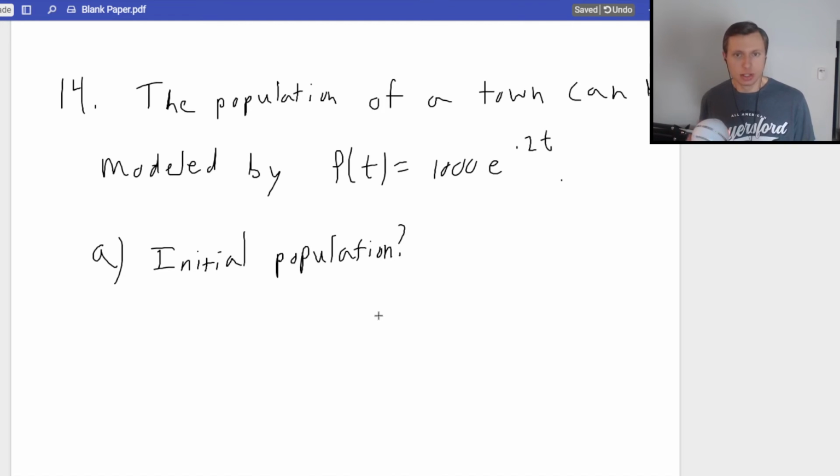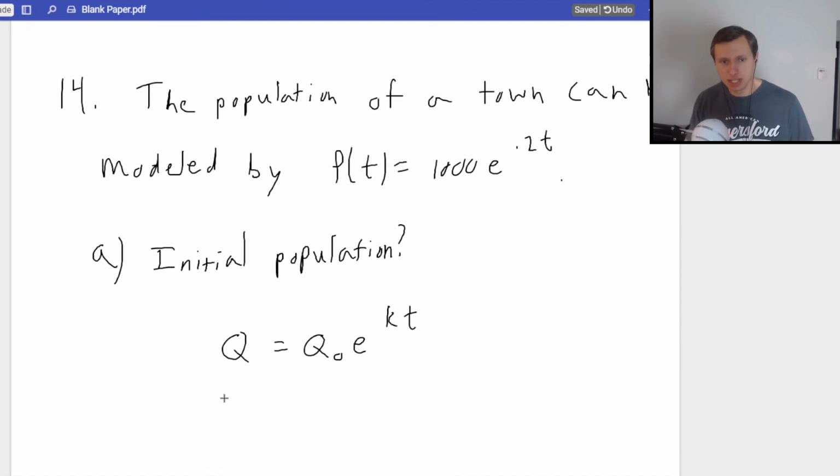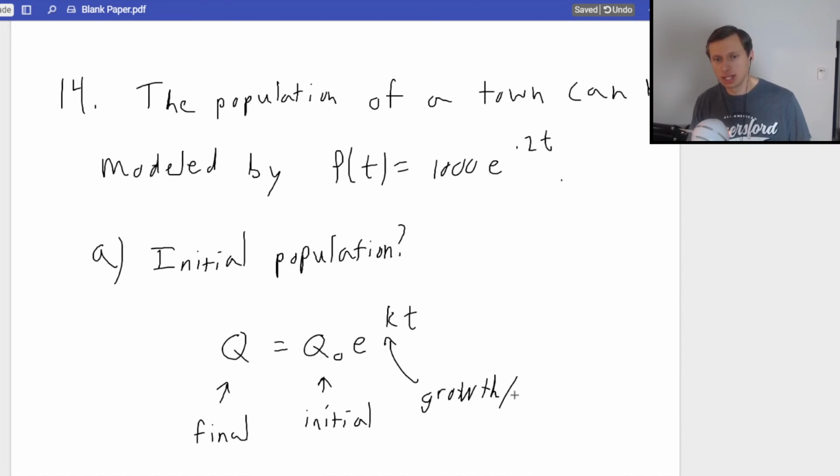Okay. So the first thing you need to know about these problems is that they're always going to be written in the form Q equals Q naught times e to the kt or negative kt power. And each of these variables mean something specific. Q is our final amount. Q naught is the initial amount, which is going to be our answer. k is the growth or decay constant, depending on which problem we're looking at. In this case, it'd be a growth constant. And t is obviously time.